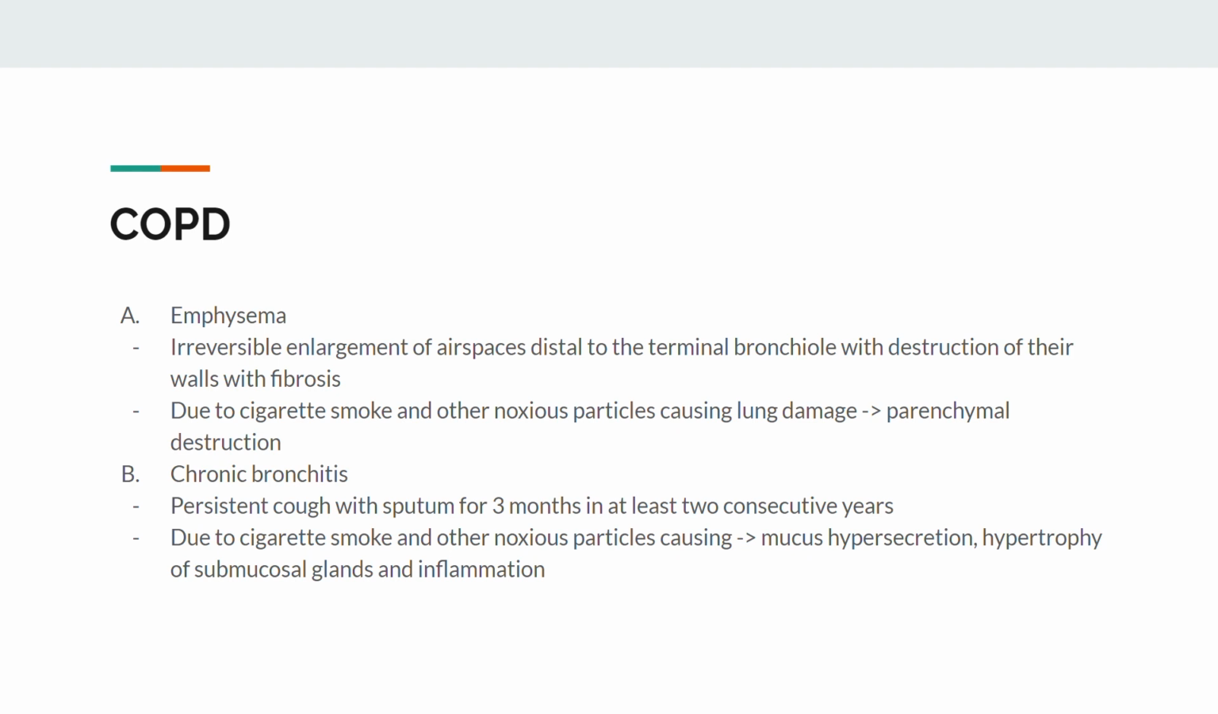Now, the definition of chronic bronchitis is more of a clinical one. It's a persistent cough with sputum for 3 months in at least 2 consecutive years. As I mentioned in the previous diagram, chronic bronchitis is essentially mucus plugging of the airway. So that's where that mucus is coming from. And it's mostly due to cigarette smoke and other noxious particles. It causes mucus hypersecretion, hypertrophy of mucosal glands, and inflammation. So it is similar in some senses to asthma, but in this case, it's a chronic condition that is caused by progressive destruction of the airways.